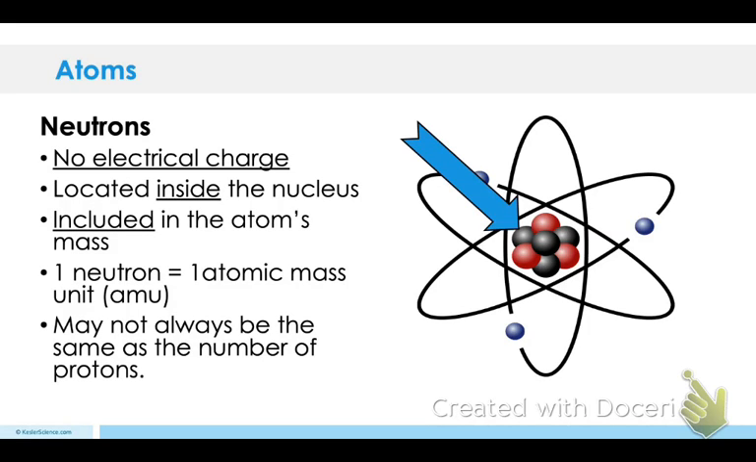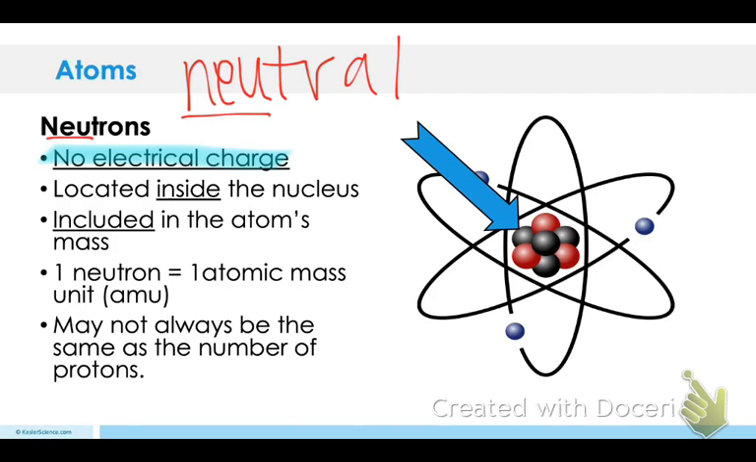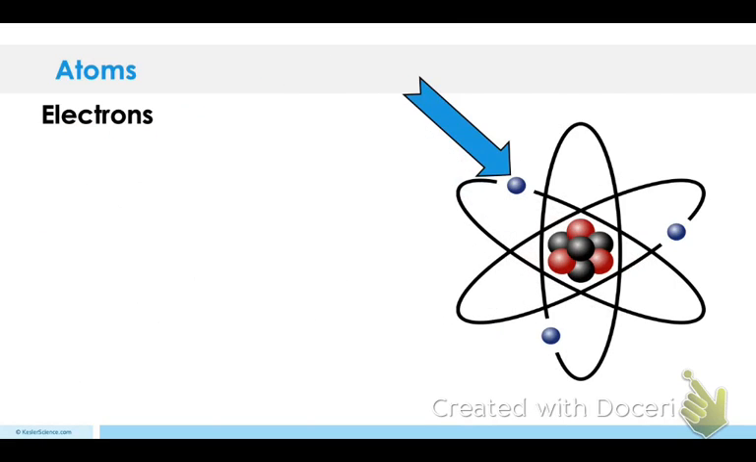All right, so our neutrons. There's no electrical charge, so they're neutral. So that's how I would remember that one. Don't get confused with negative, it's neutral. It's located inside the nucleus with the protons. It's also included in the atom's mass. 1 neutron equals 1 AMU. It may not always be the same number as the protons. Go ahead and pause here if you're still writing.